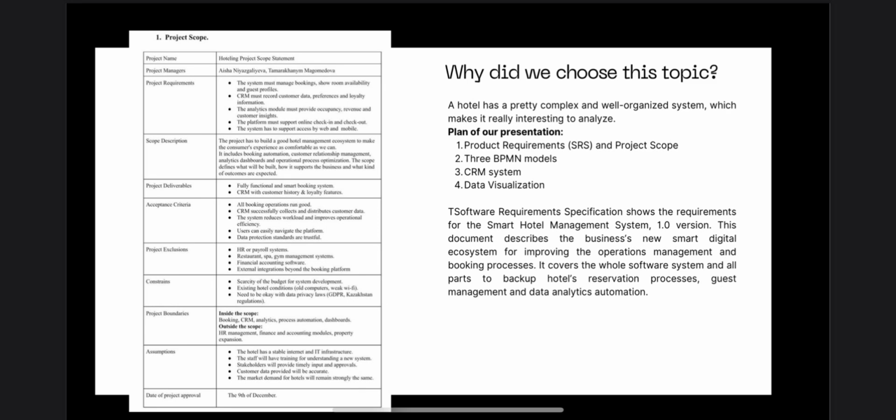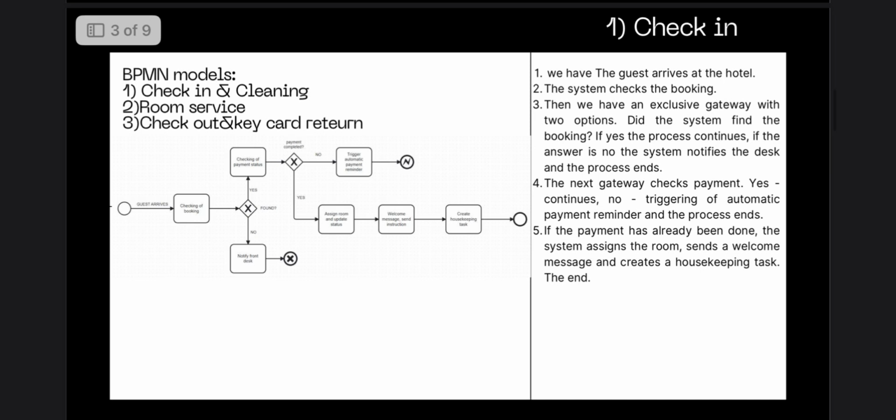We have product requirements and the project scope, 3 BPMN models, CRM system, and data visualization. On the screen, you can see our project scope, which shows our requirements, criteria, project boundaries, and so on. The SRS shows the requirements for the smart hotel management. They describe them very deeply, and you can find it in our report. So let's move on to our BPMN models.